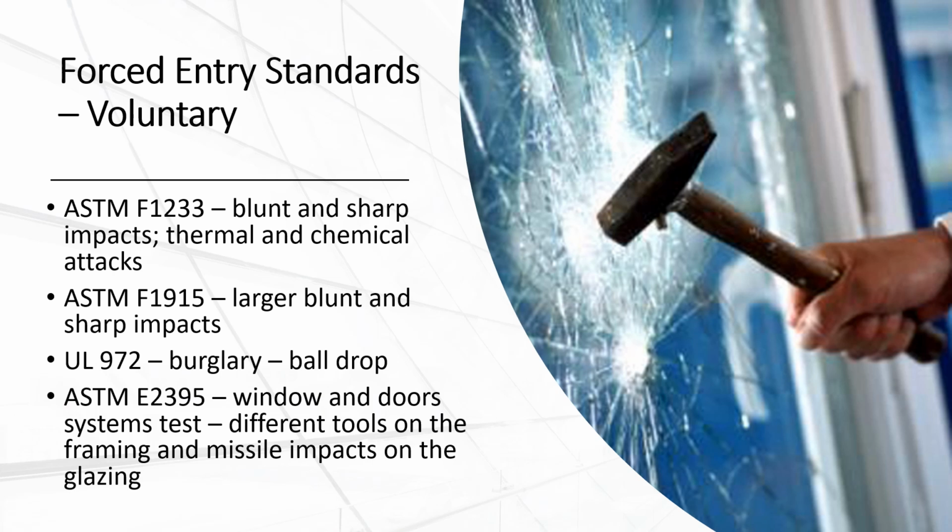ASTM F1233 covers blunt and sharp impacts, as well as thermal and chemical attacks. ASTM F1915 covers larger blunt and sharp impacts. UL 972 covers burglary with the ball drop test, and ASTM E2395 covers window and door system tests using different tools on the framing and missile impacts on the glazing.